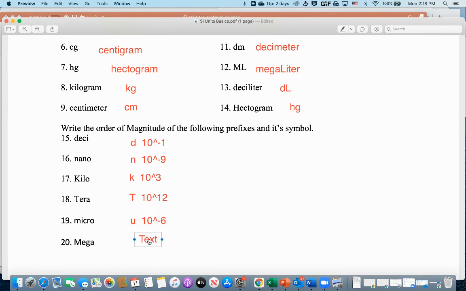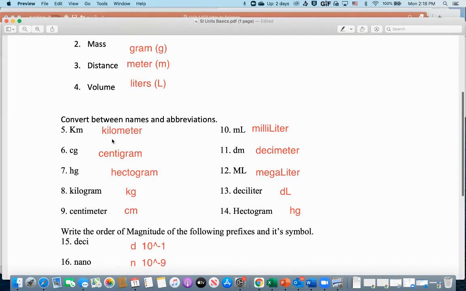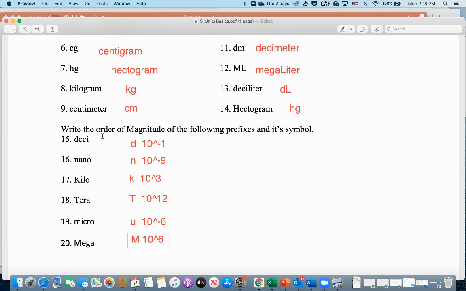And last one we're going to do is mega. So mega, that's capital M. We talked about that earlier, and that's 10 to the 6. Okay, so there we go. There are our units. We went ahead and started with just saying what our units are, the more common ones we're going to use. We converted from abbreviations to the names, and then the names to the abbreviations. And then we looked at our chart and identified these.